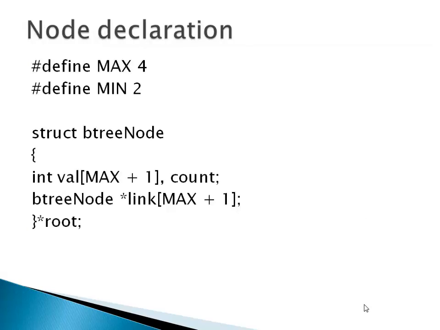Node declaration for a B-tree. So maximum is 4 and minimum is 2, as each node contains multiple keys. So taking the value as an array with size 5, count, and each node can have a maximum of 5 children, so link is also an array of size 5.